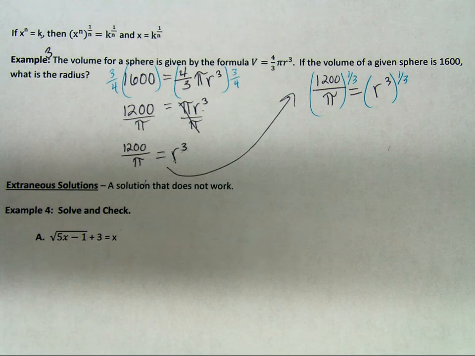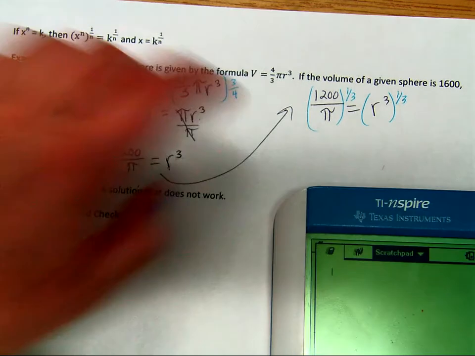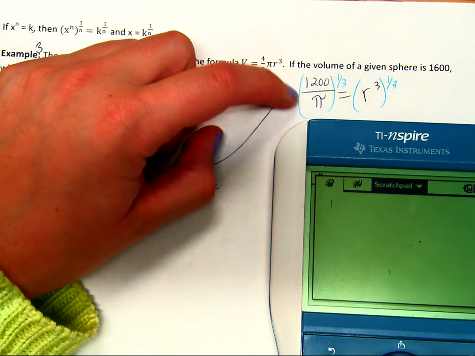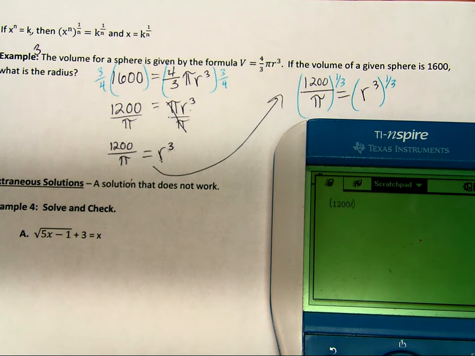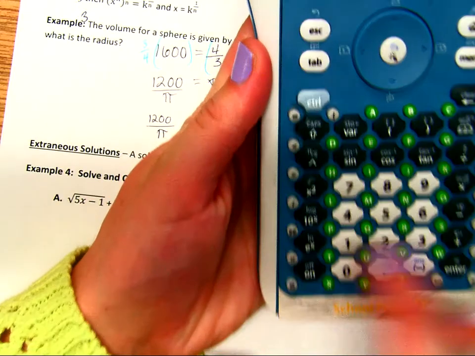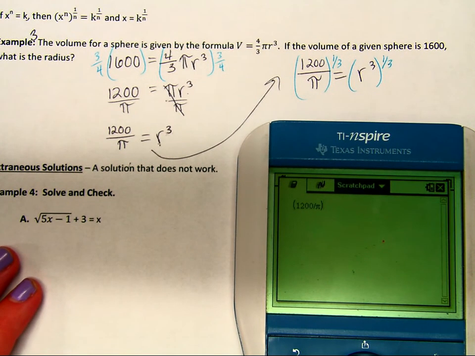And let me just clear out my calculator here. So this is something that you could get a decimal approximation for. So I'm going to go ahead and just type this part in my calculator, because I do want to get an approximation. So I'm going to put 1200 over, where is my pi button? Oh, here it is. Pi is right down here. Close your parentheses, because I want to raise that whole expression to the 1/3 power.